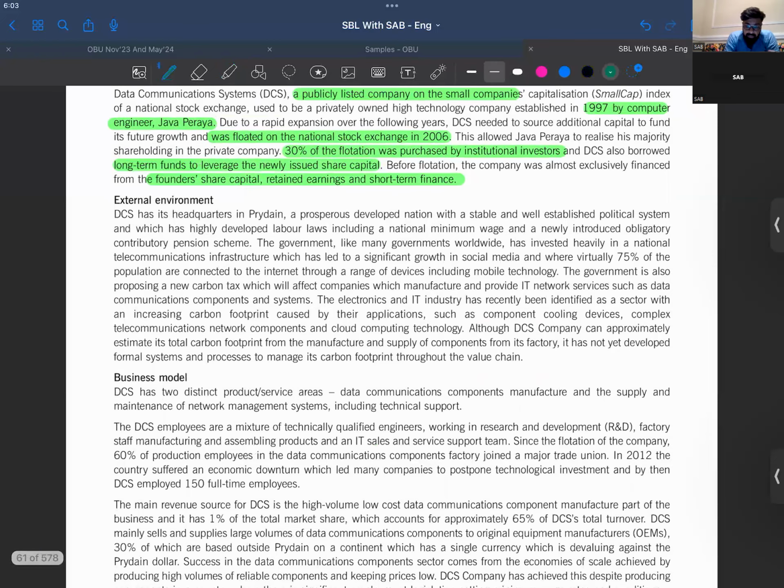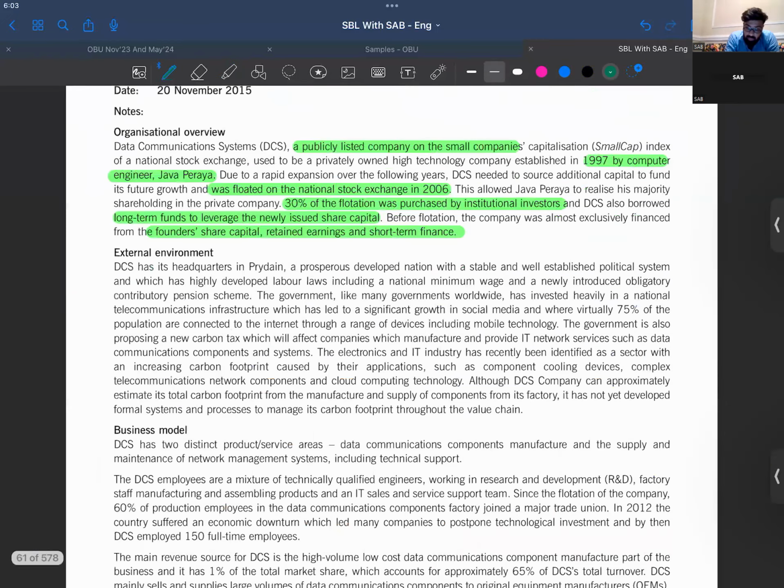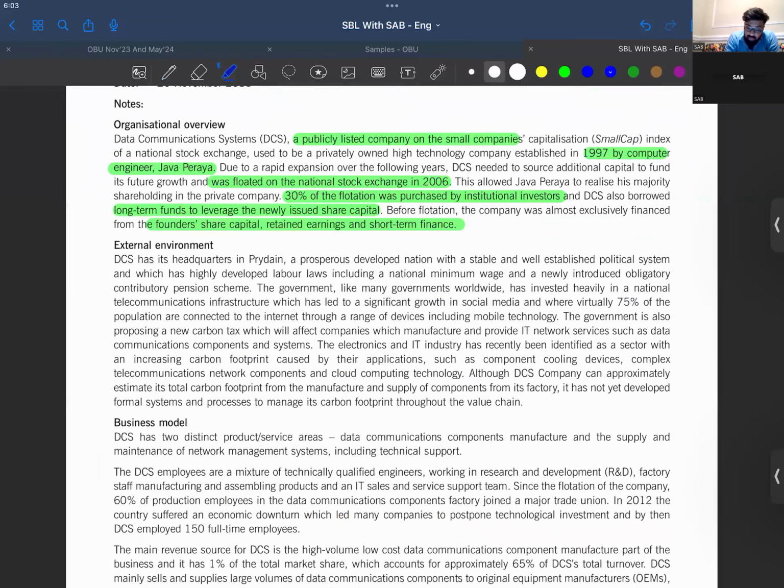External environment, I guess it's important, right? For best analysis, we are going to do all the Porter's five forces. So it's going to be important, right? So we're going to be choosing the appropriate color of the requirement.